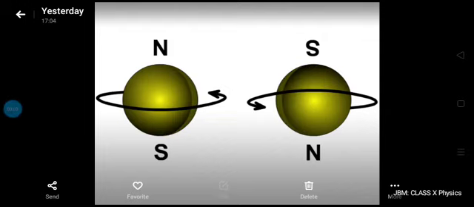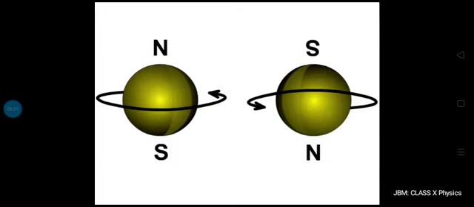In our previous class, we discussed the magnetic field created by a current carrying solenoid. We studied that when current is passed through a current carrying solenoid, it behaves exactly like a bar magnet. The magnetic field created around a solenoid is identical to that of a bar magnet.